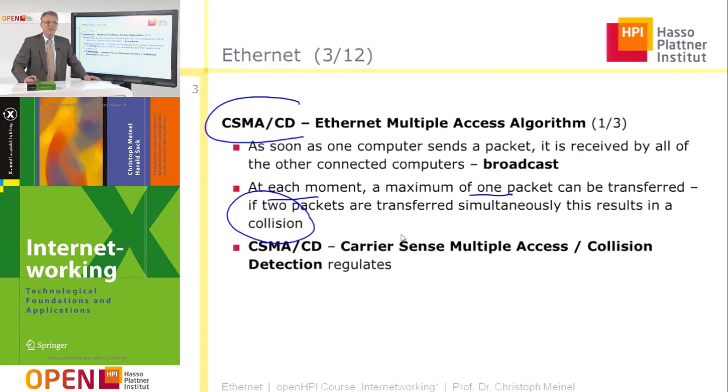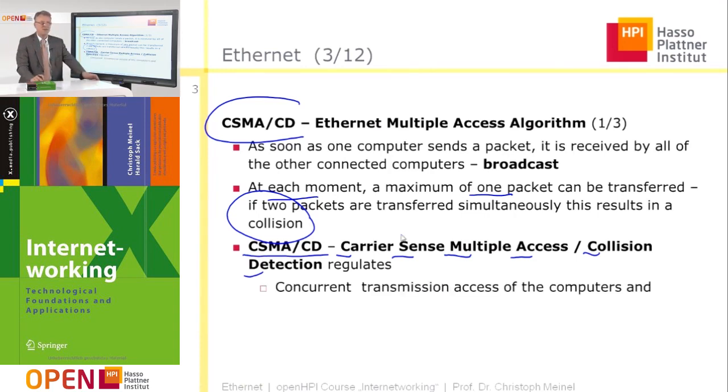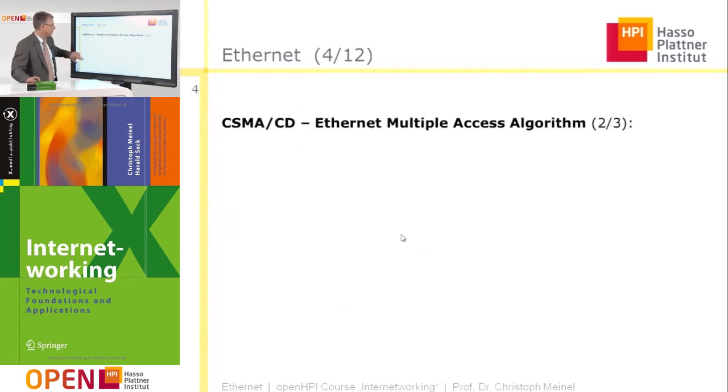So exactly to avoid such collisions and to handle such collisions if they occur, we need a mechanism, and Ethernet comes with this CSMA/CD mechanism. Carrier sense multiple access with collision detection. And this is exactly what explains how this mechanism is working. It rules the current transmission access of the computers, and it helps to resolve collision situations. Let's have a closer look.